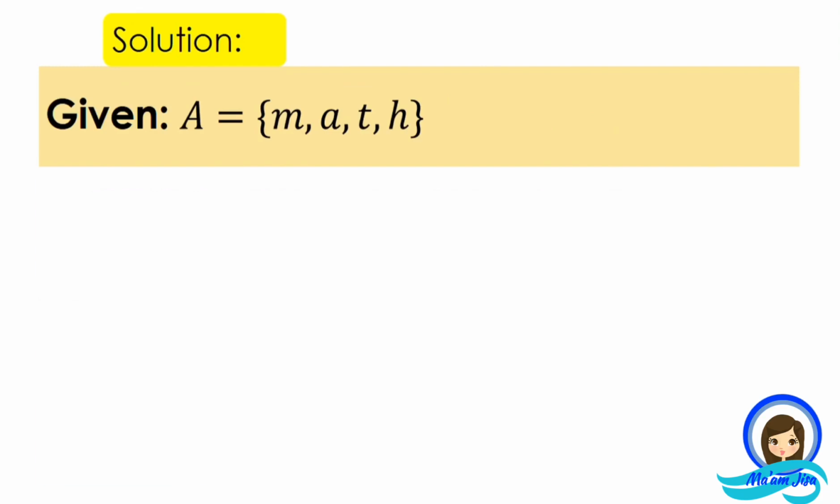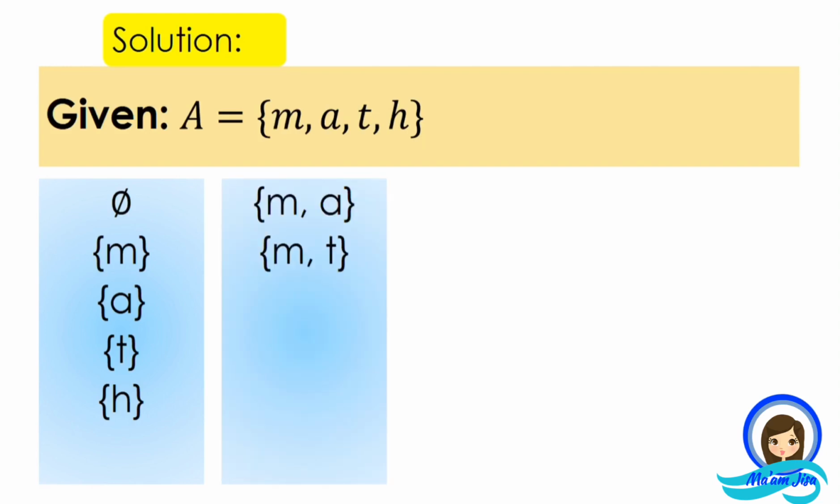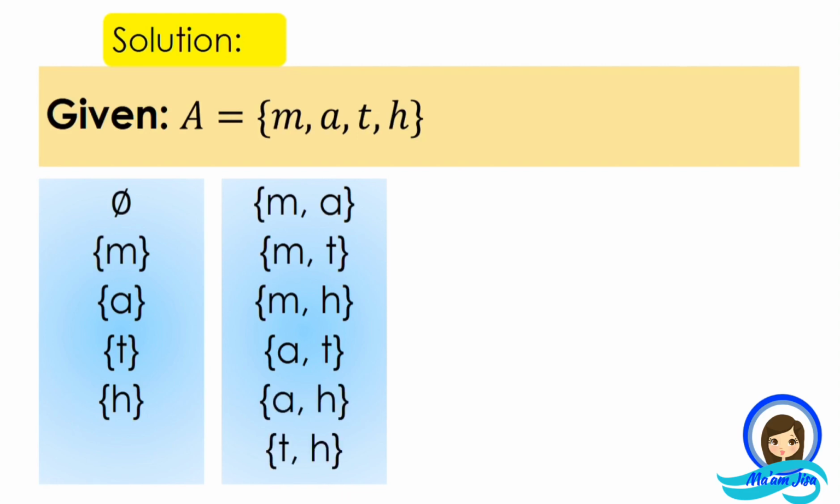Okay, so now let's try to list them down. Again, start with the empty set. Next, list the subsets containing one element. We have the subsets containing m, a, t, and h. Okay, so now let's move on to the subsets containing 2 elements. So we have ma, mt, mh. We also have at, ah, and th.